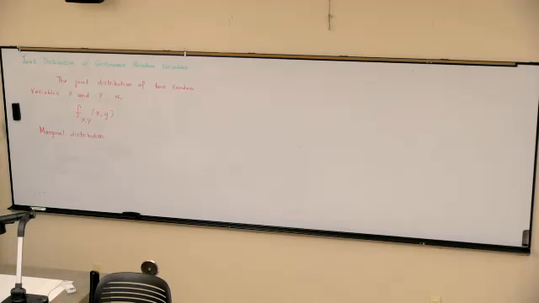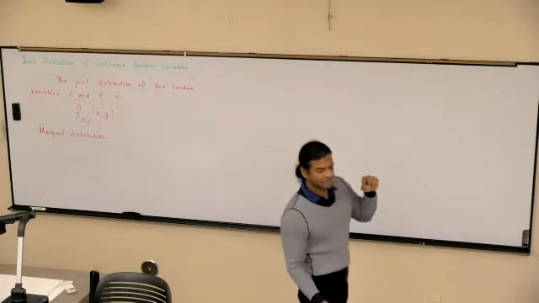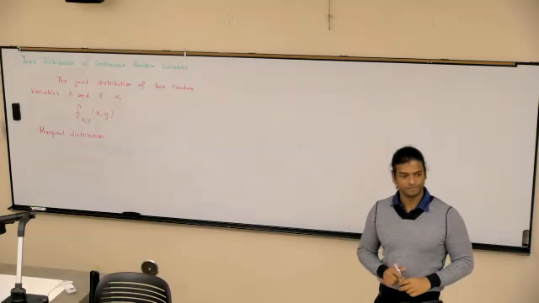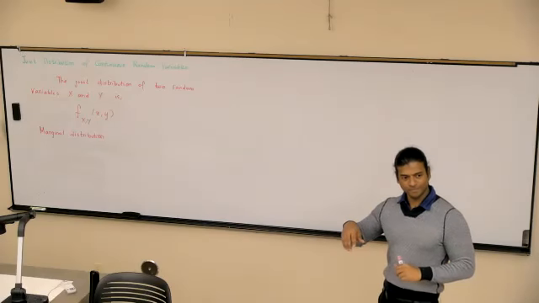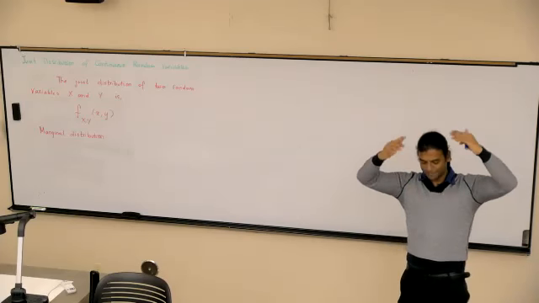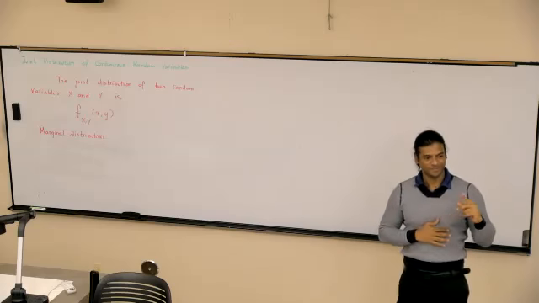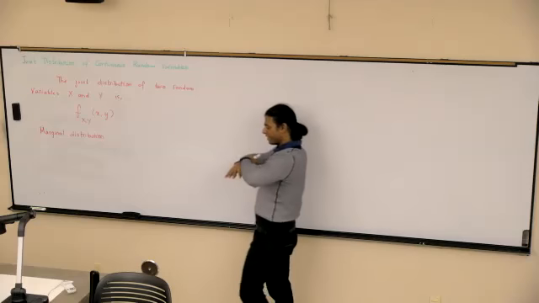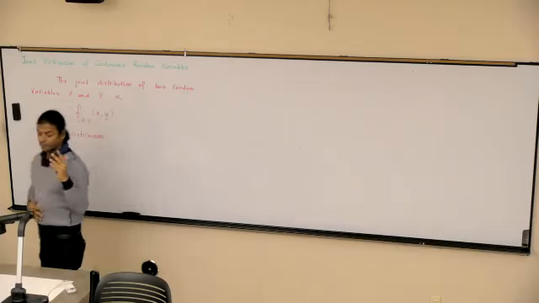If we have a joint distribution, we can easily find the marginal distribution. How did we find the marginal distribution in the discrete case? What did we do with the table? It's the sums of the columns. If I had a y variable, I simply summed over all x's. For the x variable, I summed over all y's.